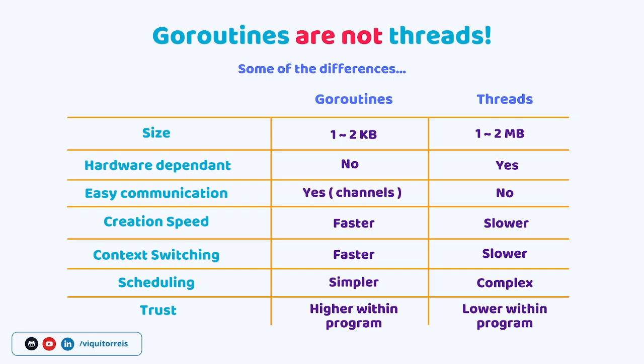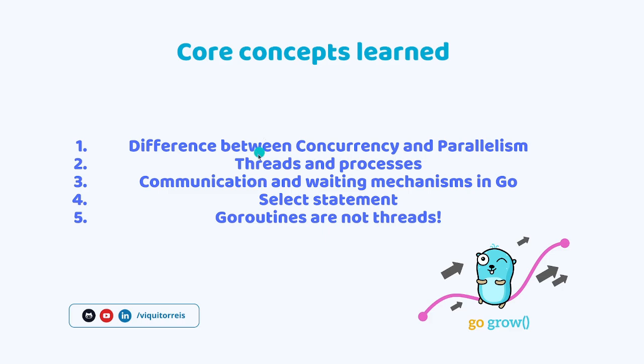And yeah, that's it for today. I hope you have learned something useful, and let's revise some core concepts. So we have learned today about the difference between concurrency and parallelism, threads and processes, communication and waiting mechanisms in Go, select statements. Goroutines are not threads, right? And we saw the differences between them.